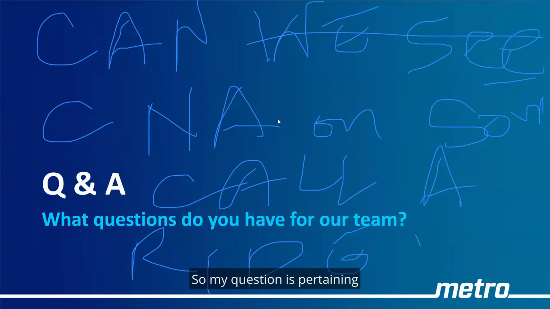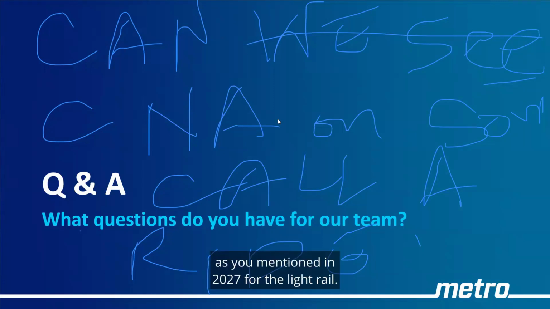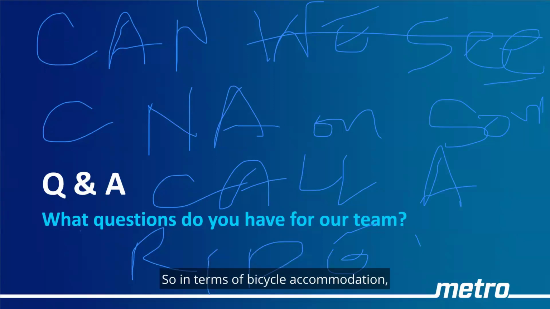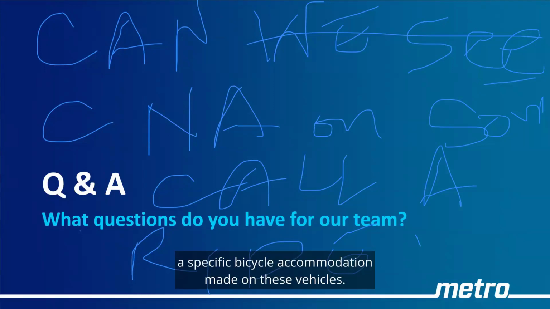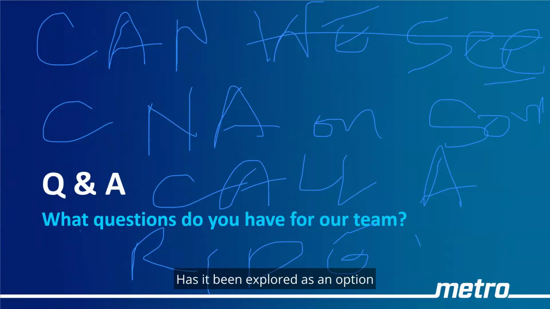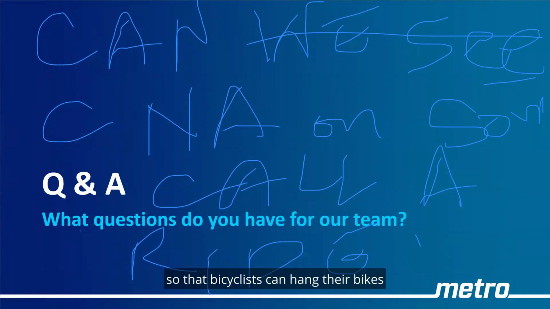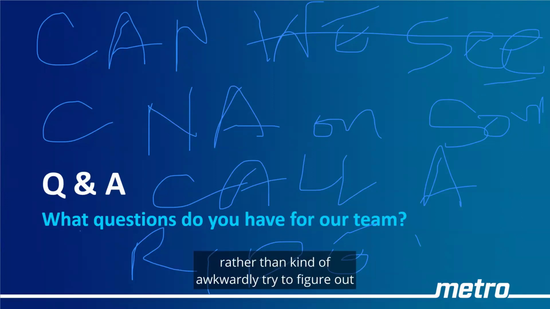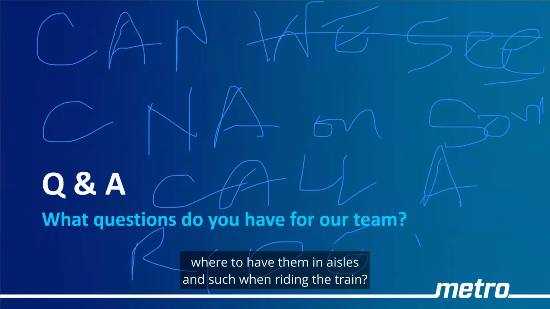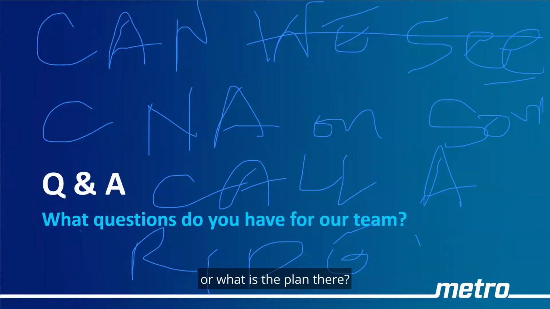Hi again. So my question is pertaining to the new train sets that are coming, as you mentioned, in 2027 for the light rail. So in terms of bicycle accommodation, it didn't seem in the renderings that there was going to be a specific bicycle accommodation made on these vehicles. Has it been explored as an option, the possibility of having a designated bicycle area with perhaps the vertical hanging racks for bicycles so that bicyclists can hang their bikes rather than kind of awkwardly try to figure out where to have them in aisles and such when riding the train? Is that something that is being explored, or what is the plan there?